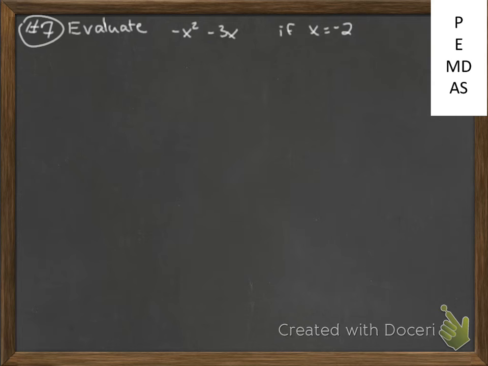Okay, so we have negative x squared minus 3x, and we're told that x is negative 2. So think about your signs. One thing that I always tell my students is, just go build a nest for yourself. Build a nest for the x. Don't even write anything in there. Just put a blank set of parentheses. Okay, so notice that's what I've done. I have negative blank squared minus 3 blank.